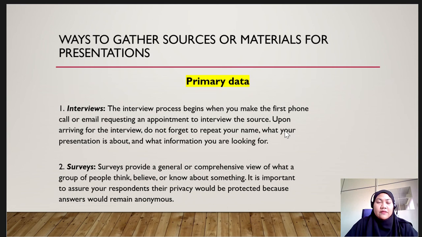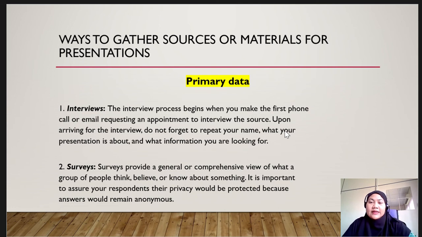For example, if you want to know about a certain company, you go and talk to the employee or to the boss of the company, because they are the people who know the company very well. The second way for you to get primary data is by going out and doing surveys. In order to get an interview, obviously you have to ask for permission first.